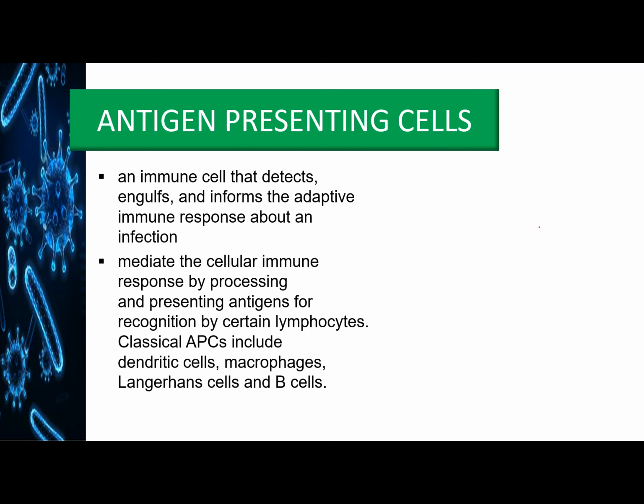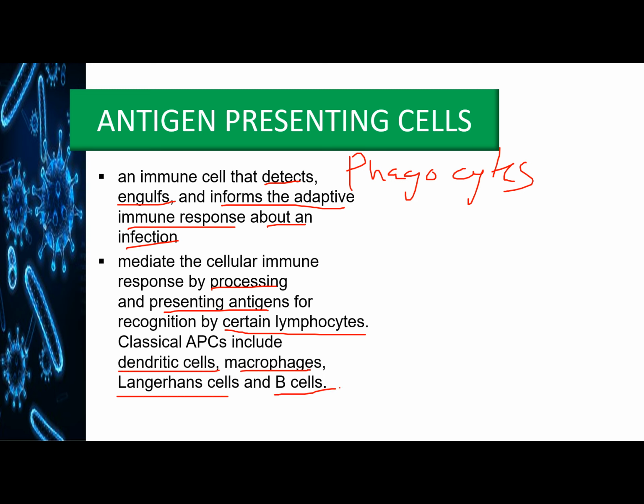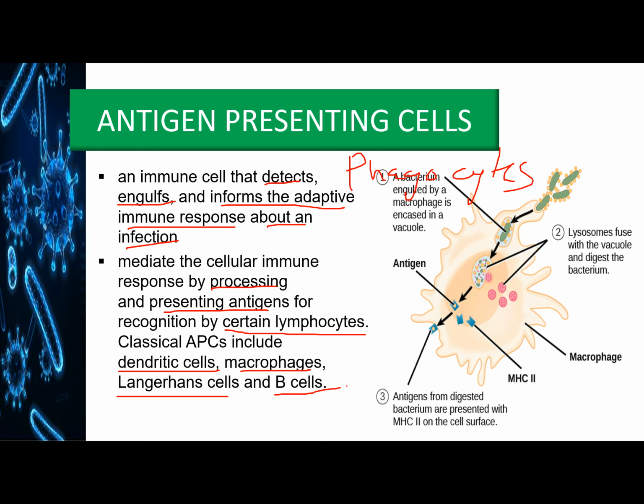Now, let's talk about your antigen-presenting cells. Ano ba itong mga antigen-presenting cells na ito? These are immune cells, class, that would detect, engulf, and inform the adaptive immune response about an infection. So, ito yung mga tinatawag nating mga phagocytes, class. They mediate the cellular immune response by processing and presenting antigens for recognition by certain lymphocytes. Classical APCs would include dendritic cells, macrophages, Langerhans cells, and B cells.